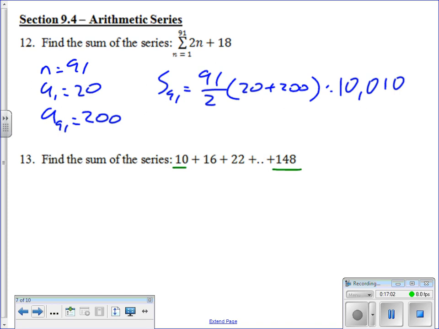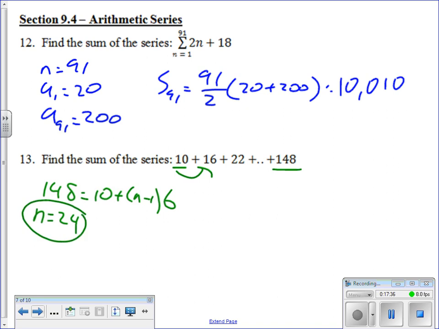So we go back to our original arithmetic sequence formula, plug in the things we know to find the things we don't. The last term is 148. My first term is 10. n minus 1 times d. How do I get from 10 to 16? I add 6, so it's times 6. Distribute, solve, and you get n is 24. So there are 24 terms in the sequence.